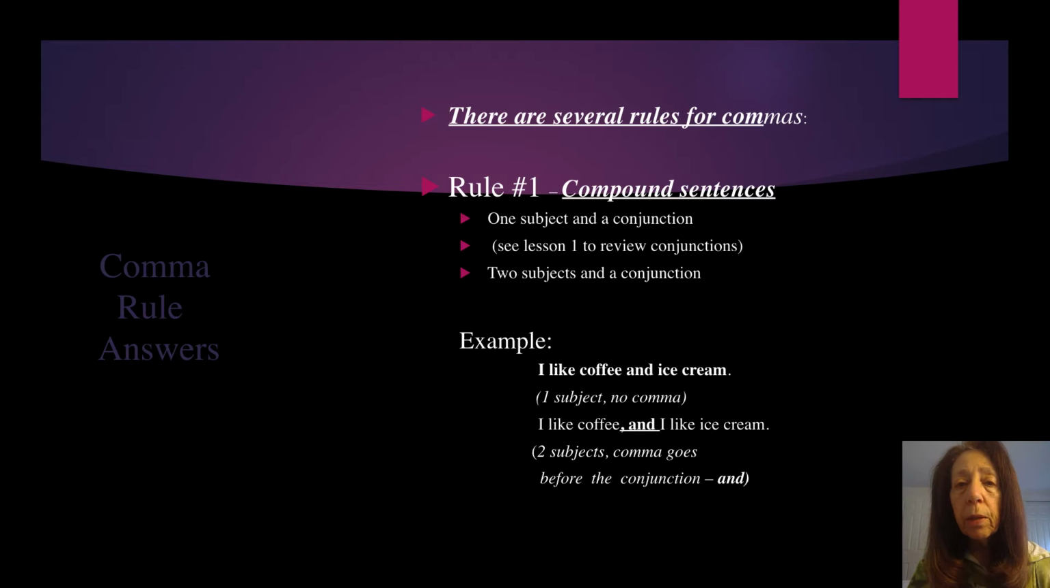So here's what happens. If we have one subject, no comma. I like ice cream. I like coffee. I like coffee and ice cream. No comma. But in the next sentence, if I say the word I twice, I like ice cream and I like coffee, we have to use a comma after the word coffee, before the word and.